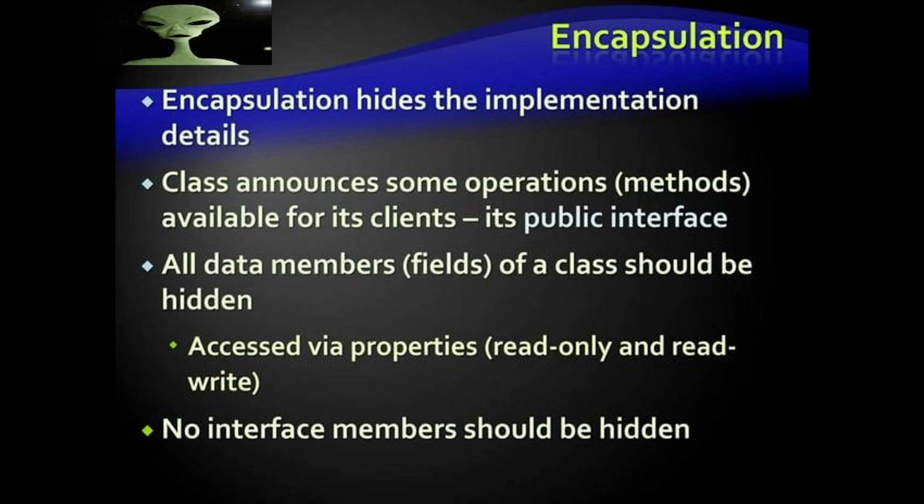A class announces some operations available for its clients, which is described as its public interfaces. All data members of a class should be hidden, except for when there is a really good reason to make them public, which is usually never. In OOP, object-oriented programming, these can be accessed via properties, read-only and read-write. No interface members should be hidden. After all, they are to be accessed.